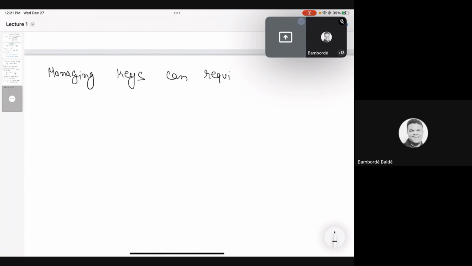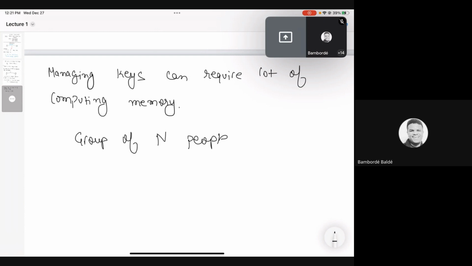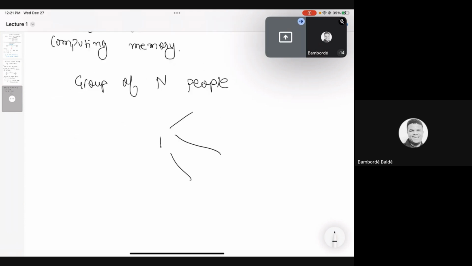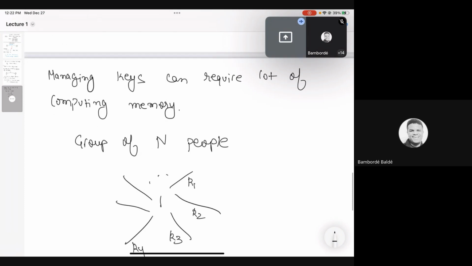Managing keys can require a lot of computing memory. This can be one of the challenges. At a time you're not just communicating with one person, you're communicating with so many people around you, and for every pair of people that you communicate, you need a key. So if you're in a group of n people, and you're trying to communicate with n minus 1 people, you alone need n minus 1 different keys. Let's say k1, k2, k3, k4. So it's a whole lot of key management that is required, and that requires a lot of memory.